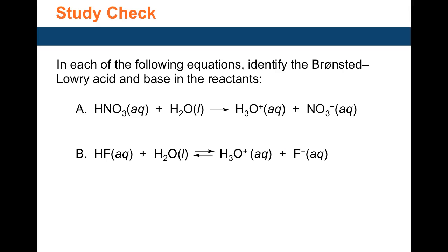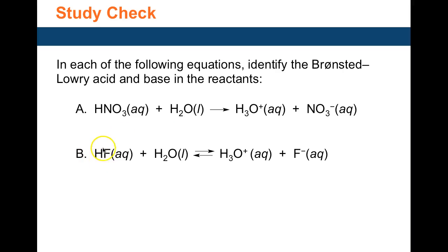All right, so in the study check, it says in each of the following equations, identify the Bronsted-Lowry acid and base in the reaction. You can see here, this has to be the acid because the H plus comes off, latches onto water, because on the other side you see it's H3O plus and the H plus has come off, so therefore you're left with the nitrate ion.